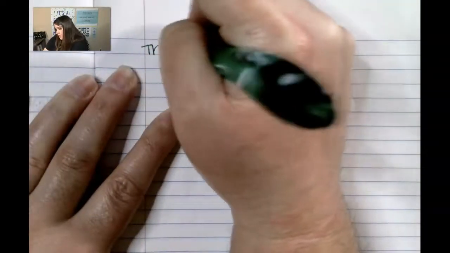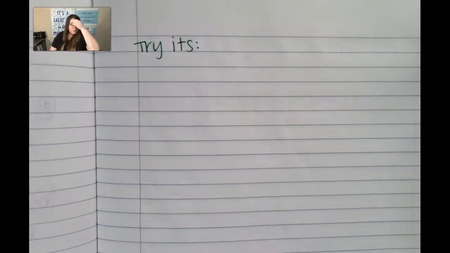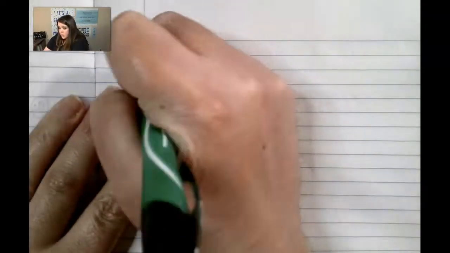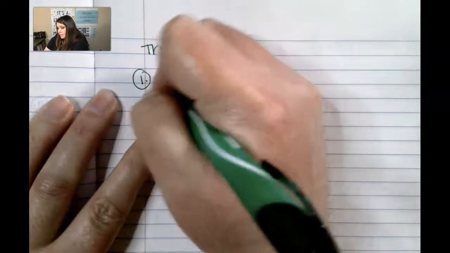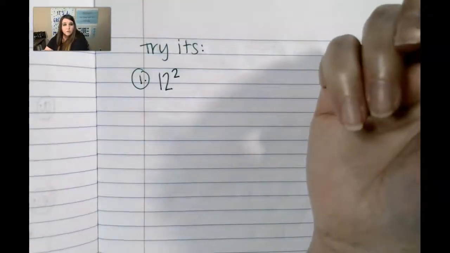So here are our try-its, and we're going to make sure that we get some in there that have parentheses and some that don't have any parentheses. Okay, so try-it number 1 is 12 to the power of 2, or 12 squared.